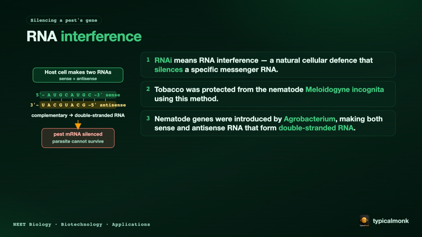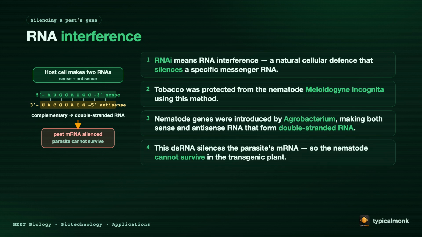Nematode genes were introduced by Agrobacterium, making both sense and antisense RNA that pair up into double-stranded RNA. This double-stranded RNA silences the parasite's own messenger RNA so the nematode cannot survive in the transgenic plant.